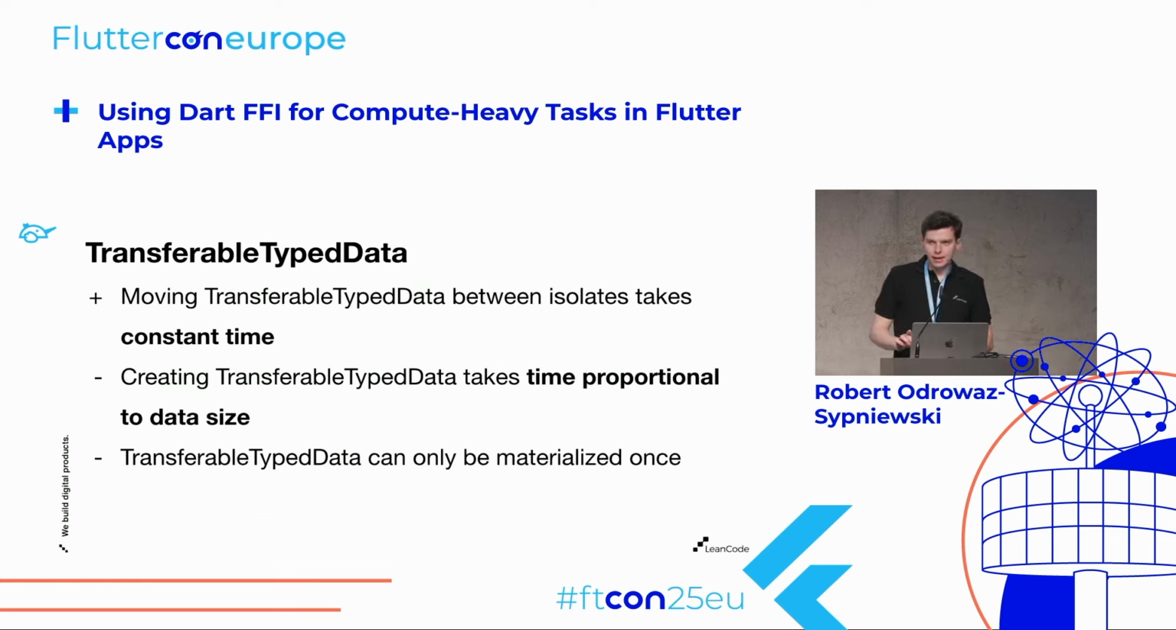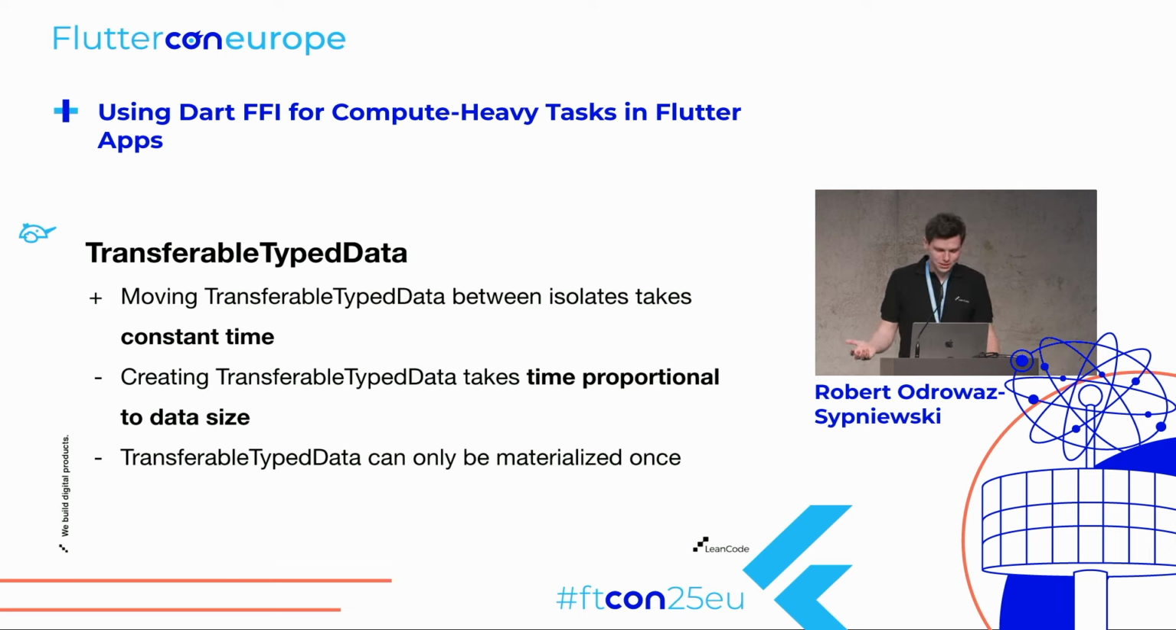There is technically a class that the name would suggest completely solves this issue. There is a TransferableTypedData class in Dart that sounds very good because it lets us move data between isolates in constant time, which sounds perfect. However, creating this TransferableTypedData object takes time proportional to the data size. So we are back at square one. Maybe we haven't copied the data, but still it took a lot of time.